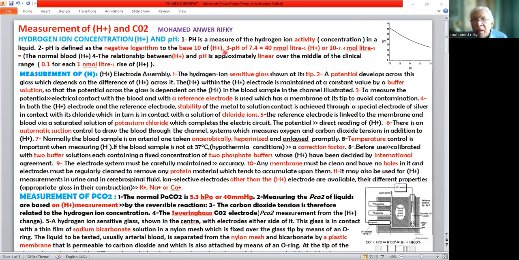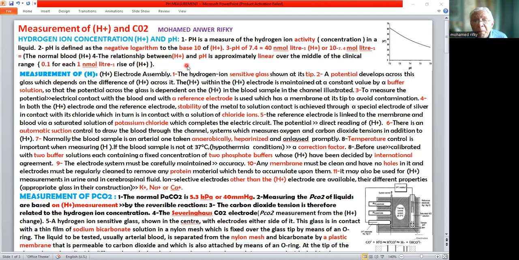In other words, a pH of 7.4, which is the normal value in human beings, equals 40 nanomole per liter of hydrogen ion concentration. Or if we want to shift it to the negative logarithm, the power of 10, it is 10 to the power of minus 7.4 mole per liter. So this is the expression of the pH. Of course, it is better than hydrogen ion concentration because that is a very large number in nanomoles.